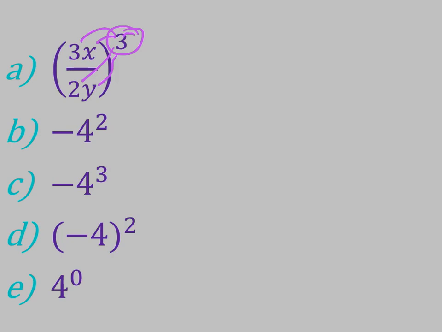If it was just 3x to the third over 2y, now that 3 just goes to the 3 and the x, right? The exponent just goes to the 3 and the x. But what we have is an exponent on the outside, which means it's going to every single term. So I end up with 3 to the third, x to the third, over 2 to the third, y to the third. If there were exponents already on the variables, when I raise them to the exponent, now we're raising a power to a power. Even though it's in a fraction, it's still the same rules. So I get 27 x to the third over 8 y to the third.